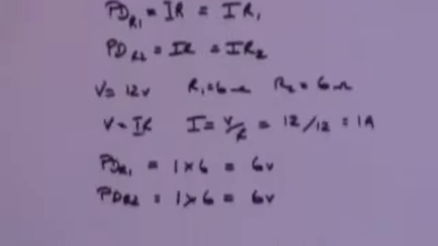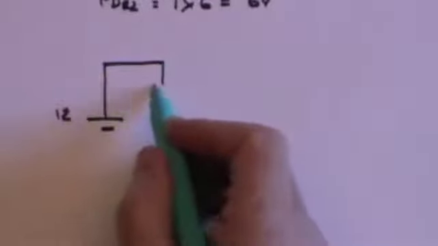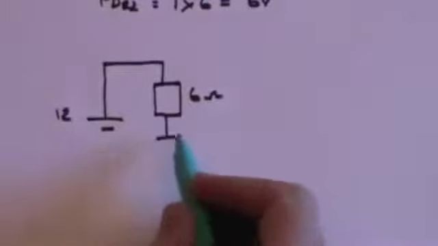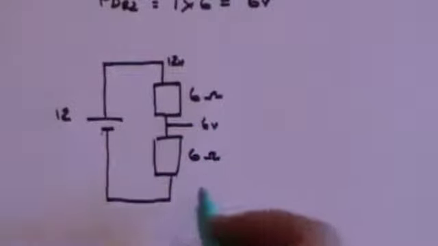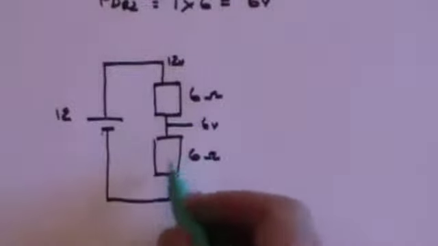Now let me redraw that diagram on its side, because that's the way it's usually presented. So here's the battery, which we'll say is a 12 volt battery. Here is R1, which we'll say is 6 ohms. Here is R2, which we'll say is 6 ohms. And what we've just said is that this point here is at 12 volts. You drop 6 volts across this one, so this now is 6 volts. And then you drop a further 6 volts across this one, and so you're now at 0 volts.